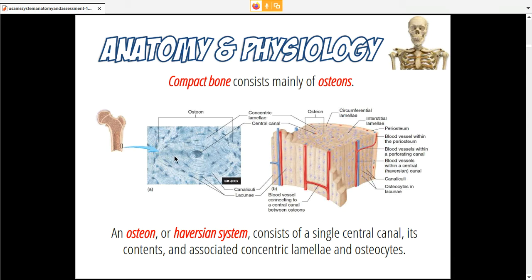This part is called osteon or Haversian system. It consists of one single central canal at the midline, then its contents are lamellae, lacunae, and osteocytes. Lamellae means collagen fibers. Lacunae means the spaces inside the lamellae. Then osteocytes means the bone cells which are present inside the lacunae. That is about the compact and the spongy bones.